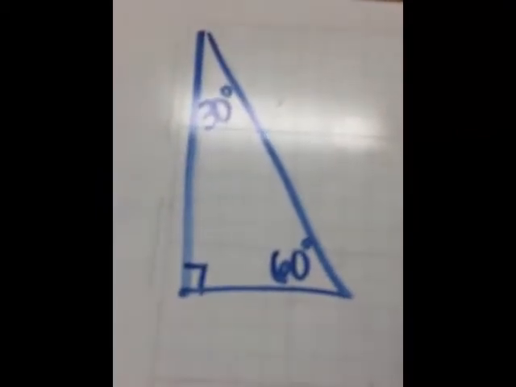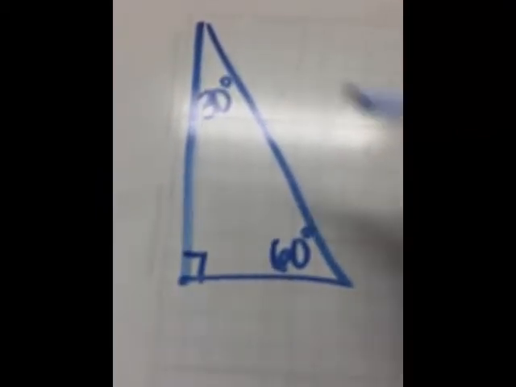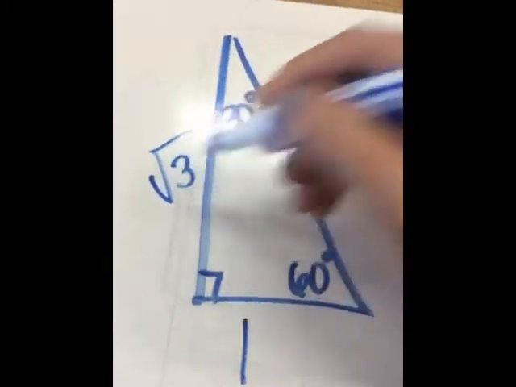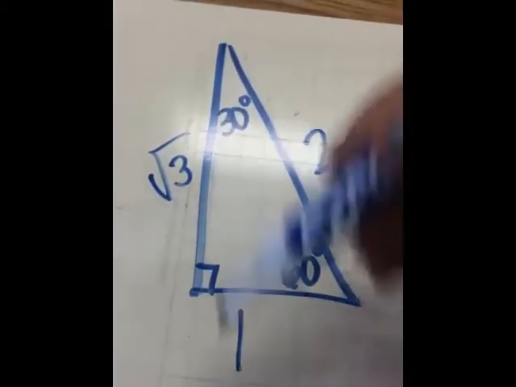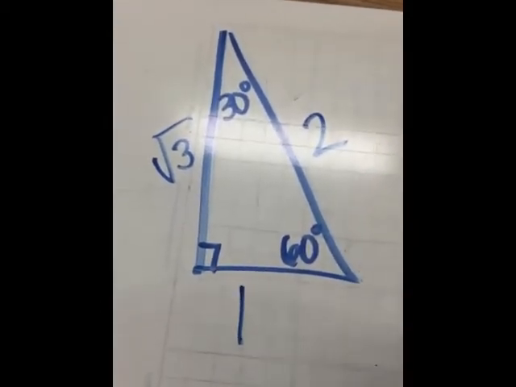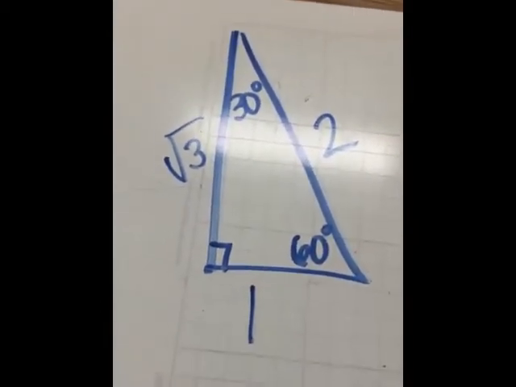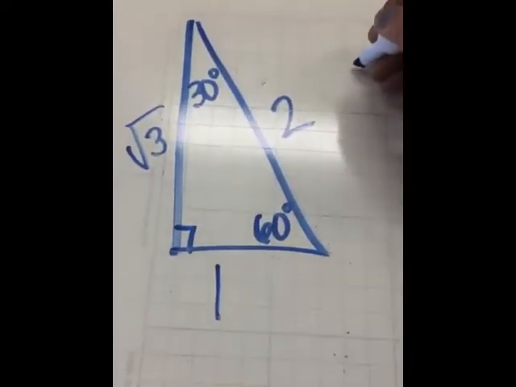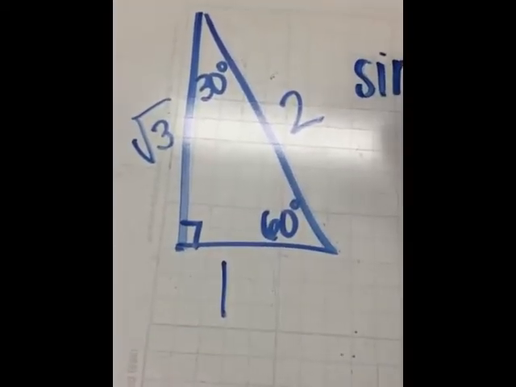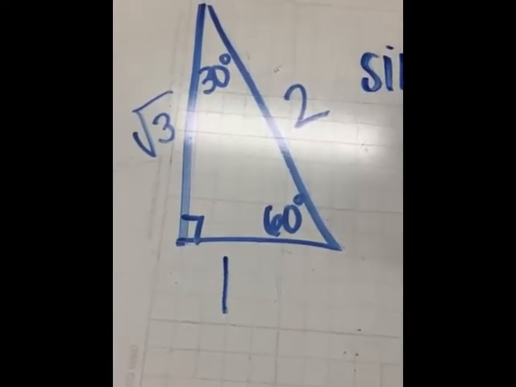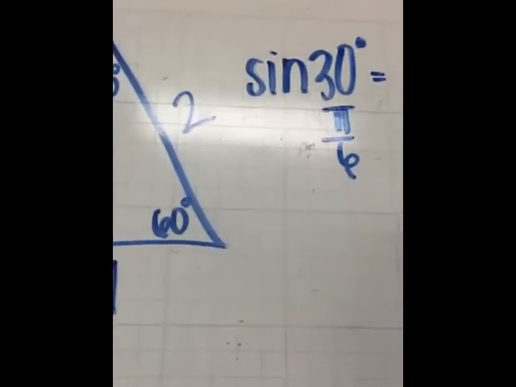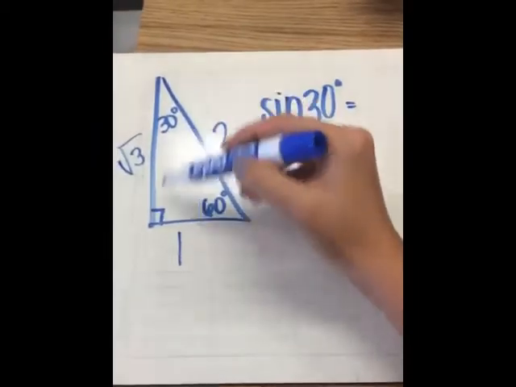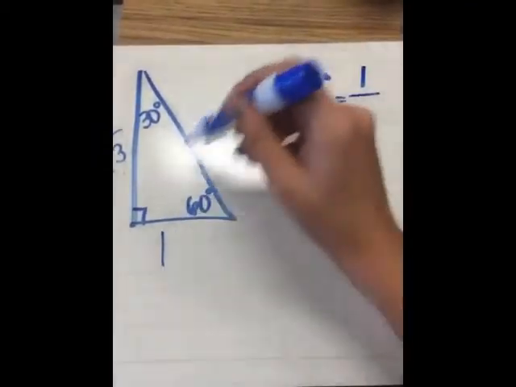The next special right triangle is a 30, 60, 90 triangle. Across from the 30 is 1, across from the 60 is root 3, and across from the 90 is 2. For every 30, 60, 90 triangle, the sides will fall in that ratio. So you have to have this picture memorized. You have to be able to draw this by yourself. So if I wanted you to find sine of 30 degrees, or sine of pi over 6, which is in radians, sine is opposite over hypotenuse. So opposite of 30 is 1. The hypotenuse is 2.